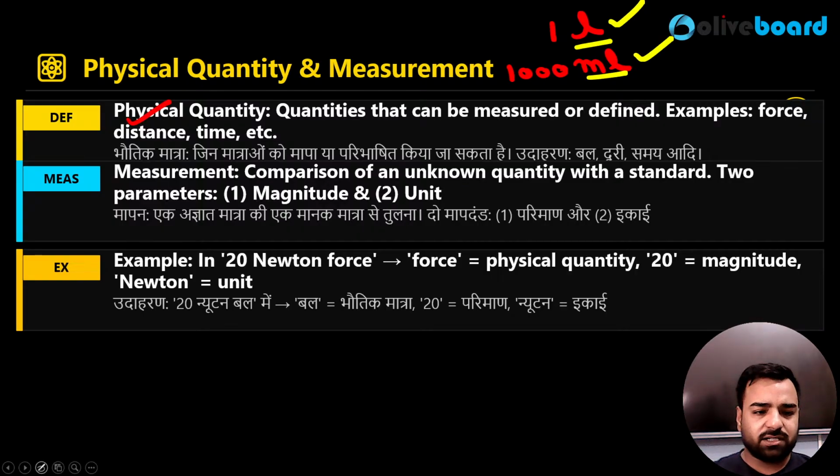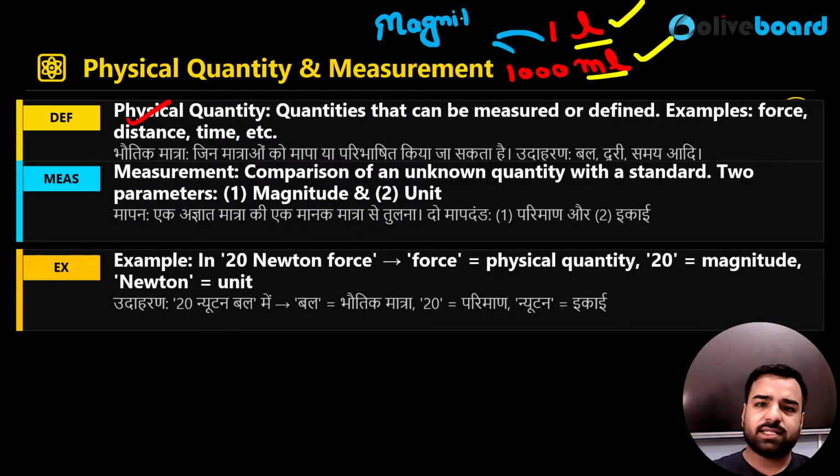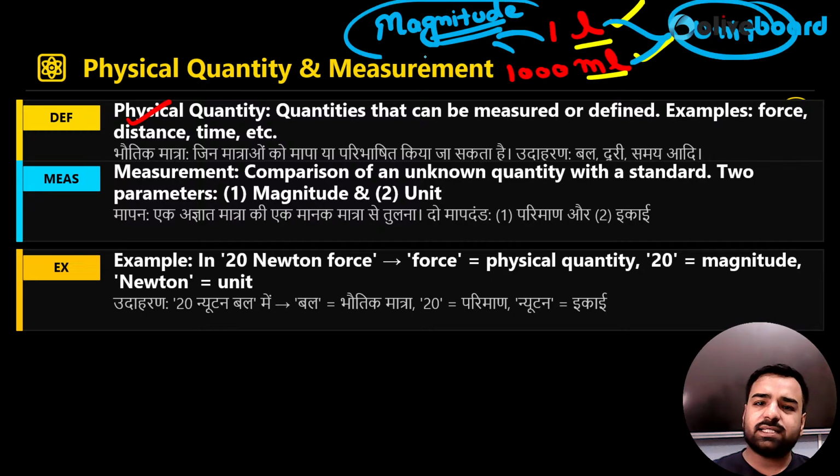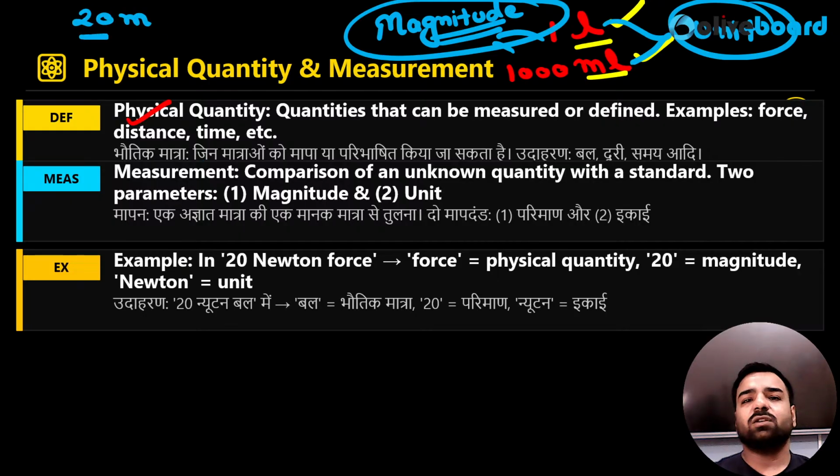The numeric value that is mentioned here is known as magnitude. And also the units that are mentioned here, both the things are of extreme importance if you want to measure something. So it's not only about the volume, it might be about the length. Let's say we are talking about 20 meters. So here also see the numeric value, that is magnitude, and this is the unit. So measurement is the comparison of an unknown quantity with a standard, and yes, there are two parameters. One is magnitude, another one is unit.